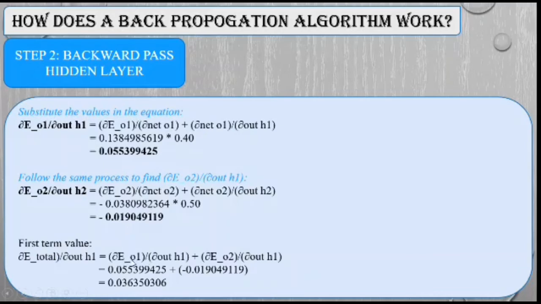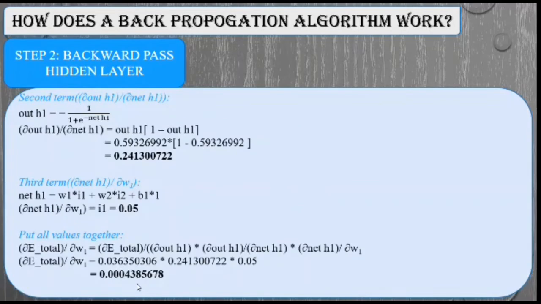Now we have the values of these two terms, that is, the partial differentiation of EO1 with respect to out H1 plus the partial differentiation of EO2 with respect to out H1, which is the first term of the partial differentiation of E total with respect to W1. So we substitute these two values and find the value of the partial differentiation of E total with respect to out H1 as 0.0363. Now we have got the first term in the partial differentiation of E total with respect to W1. Now we are left with two more terms.